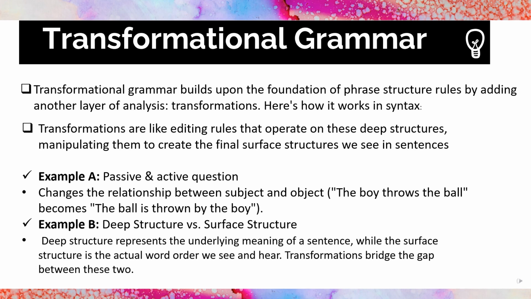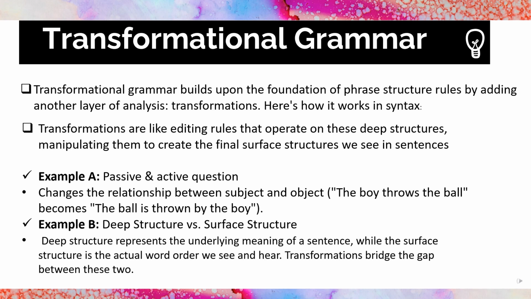The second point in the development of syntax is transformational grammar. Transformational grammar builds upon the foundation of phrase structure rules by adding another layer of analysis, which is the transformations. Transformations are like editing rules that operate on these deep structures, manipulating them to create the final surface structures we see in sentences. Here we have the first example, passive and active.